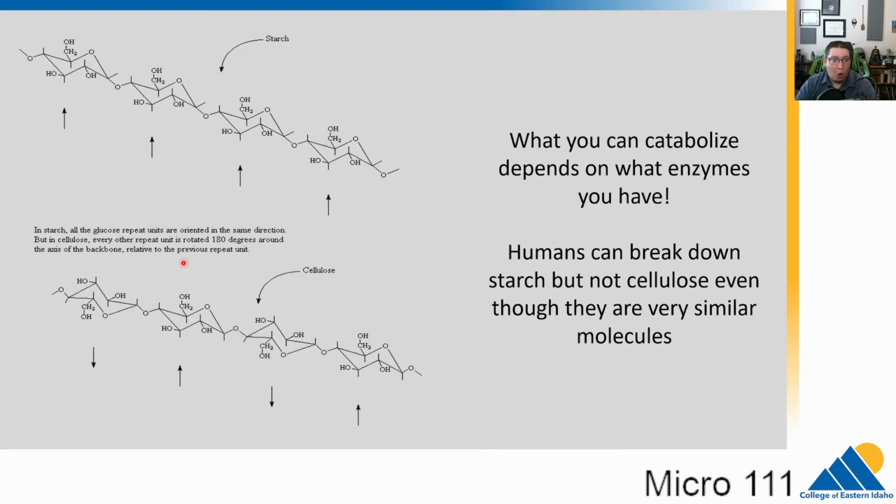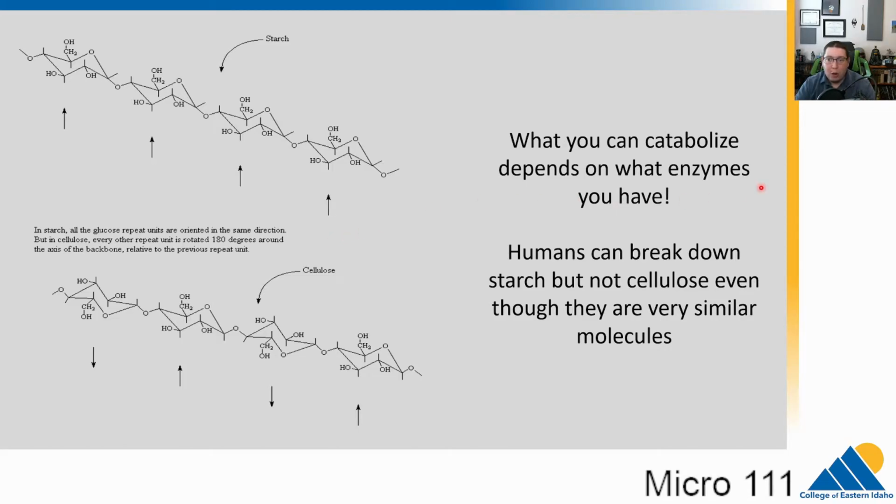Cellulose is almost identical. It's made up of the same glucose molecules, but they're arranged in an alternating pattern. So cellulose is a main component of plant cell walls. That's what makes plants stand up tall and woody plants firm. You cannot digest cellulose. So if you eat a bunch of celery, you really don't get much nutrients from it. Most of it gets excreted. That's the dietary fiber part, right?